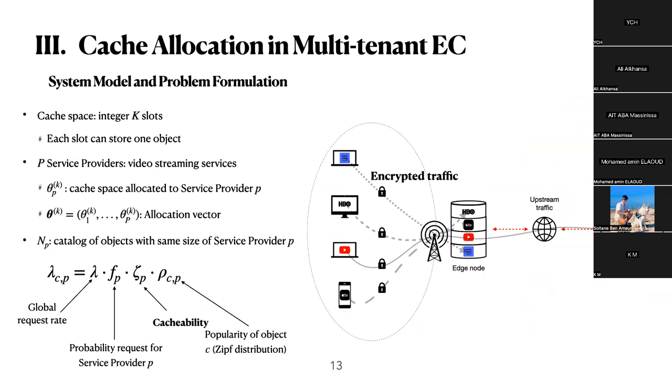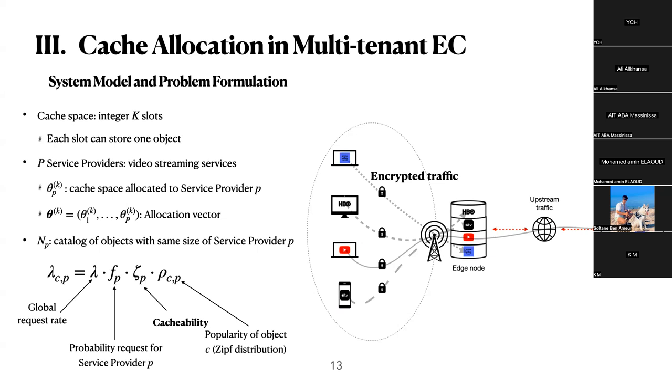So in our system model, we have a network operator owning cache in the edge node, for example, in a base station, and it owns K slots of cache, and each slot can store one object. And then we have P service providers that are video streaming services, and the content of these service providers will be cached here in the edge node.